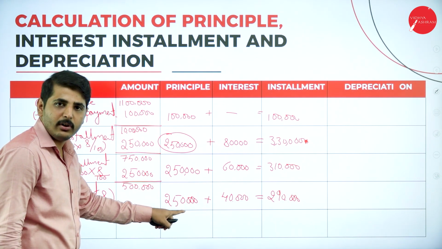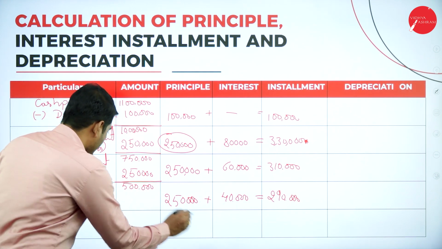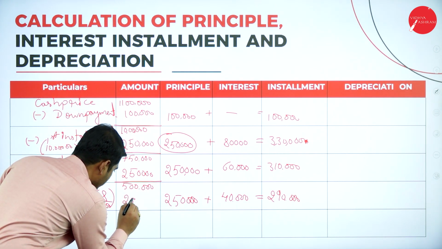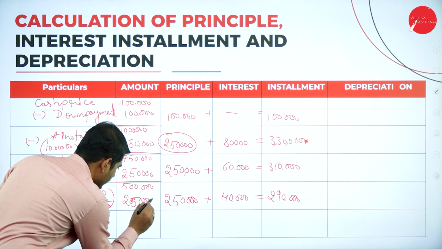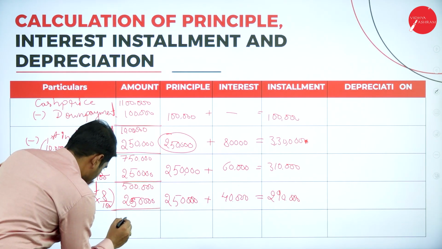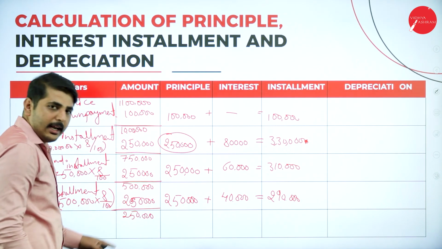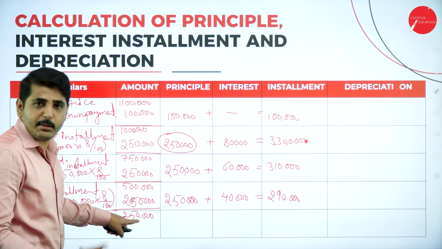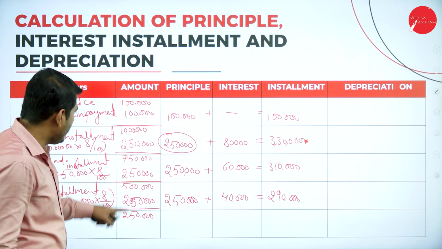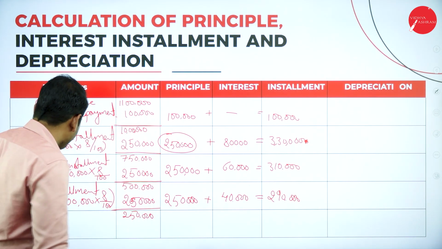How much are we paying now? 2,50,000 rupees we are paying. Deduct this amount. 2,50,000. If you deduct this, you will get again 2,50,000. Now what is the balance amount? See, every year on the balance amount we are calculating the interest. Okay, not the total amount.